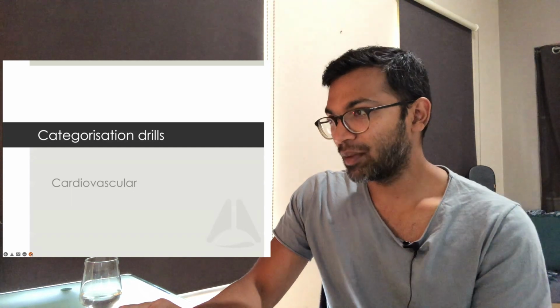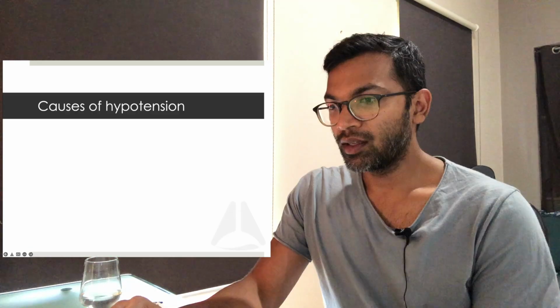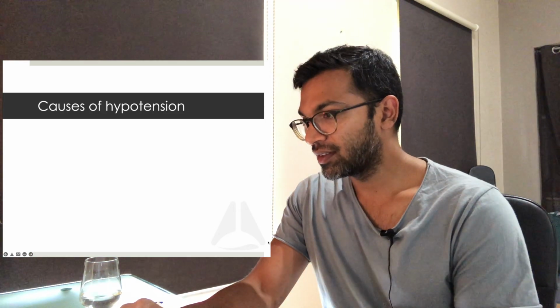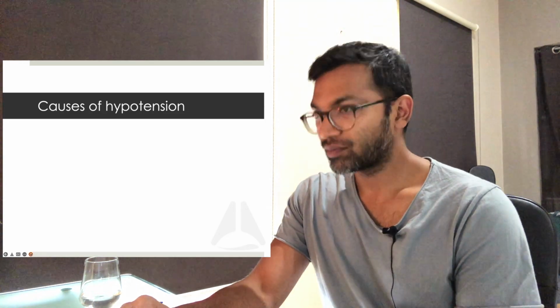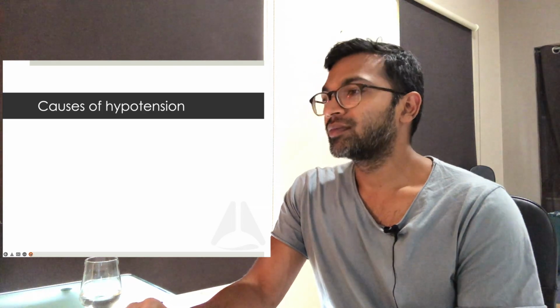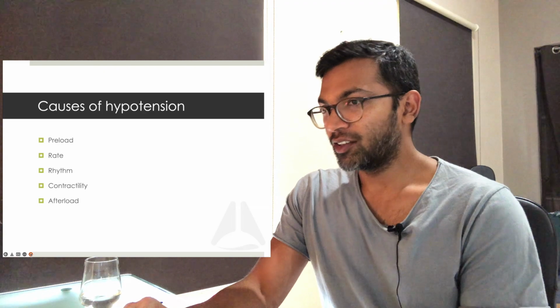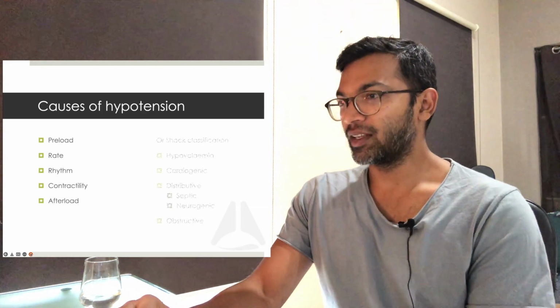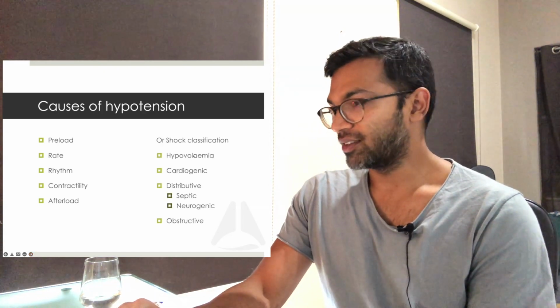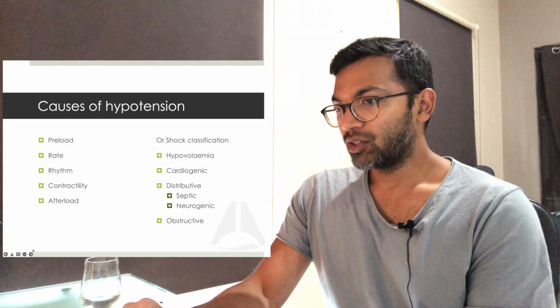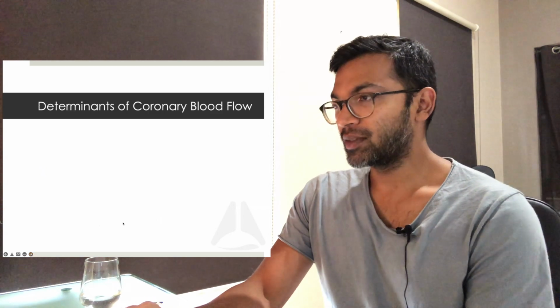Any questions about that before we move on to some cardiovascular drills? Causes of hypotension. I might just ask someone on the spot here. So I'd approach it from a shock point of view. So cardiogenic, neurogenic, low volume, obstructive, and distributive. Perfect. I do preload, rate, rhythm, contractility, afterload, but I do absolutely appreciate that the shock classification is really useful as well. Good. Determinants of coronary blood flow.